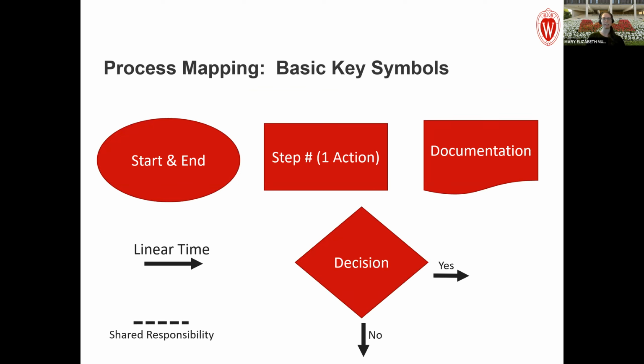A few basic key symbols to remember as you start making your process map. Here we have an oval, which is usually the start and end of a process. A square or rectangle is oftentimes a step or an action. A rectangle with kind of a swirl on the bottom is used as documentation, so any SOPs that might be associated with that particular step. You have your arrow as linear time, your diamond as a decision, usually a yes or no question, and a dotted line is used for several things, and I usually use it as a shared responsibility across individuals. You'll see an example of that soon.